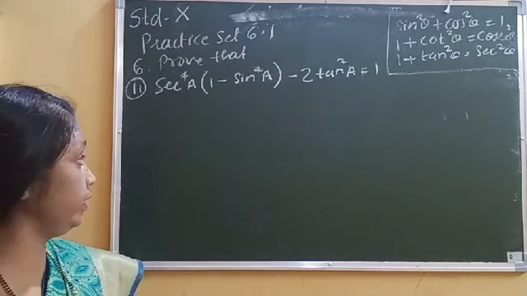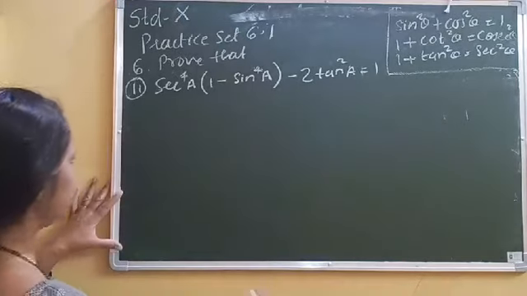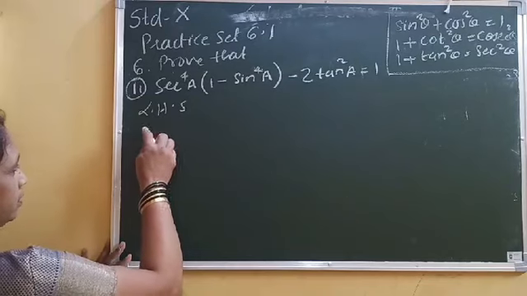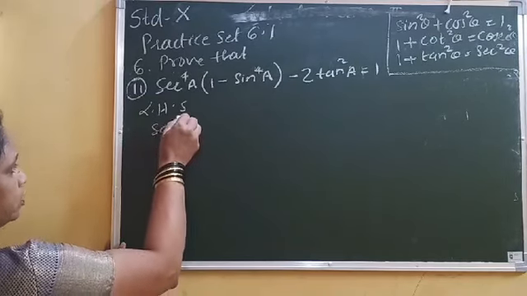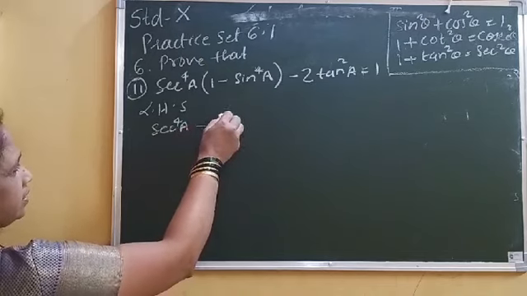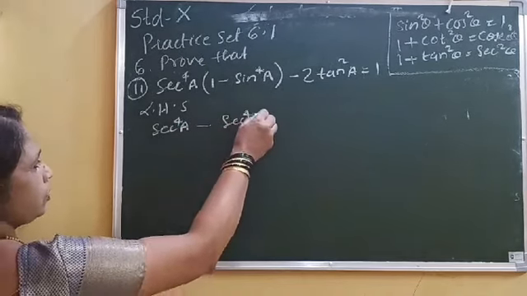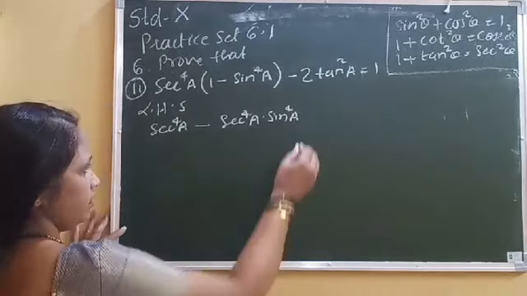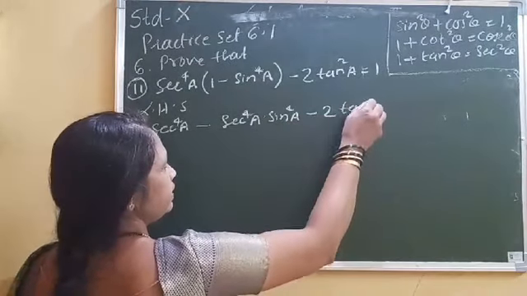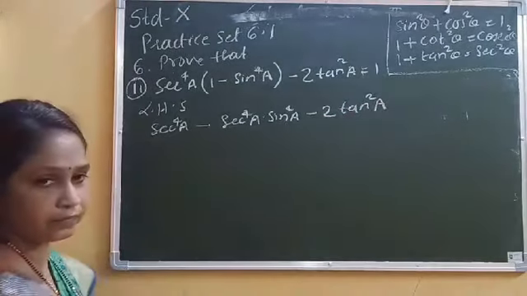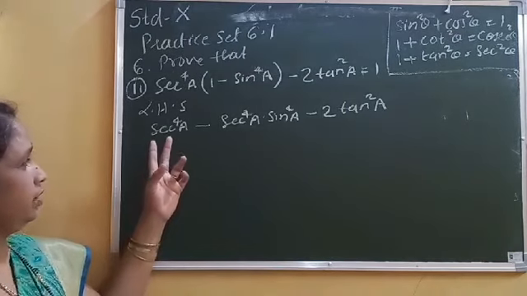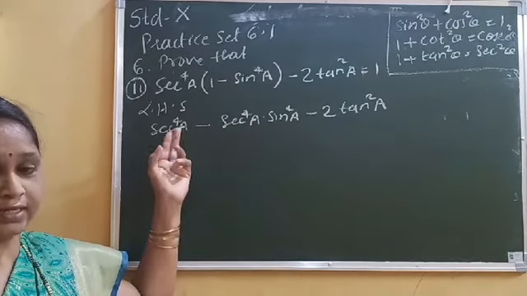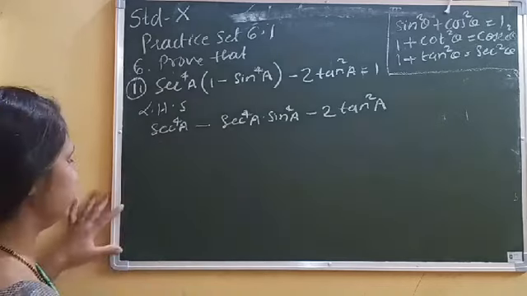So what we should do is multiply this inside the bracket. So LHS is equal to sec raised to 4a minus sec raised to 4a into sin raised to 4a, minus 2 tan square a. Now see what you can do. Here it is sin, here it is sec, so no relation. So write in terms of cos.